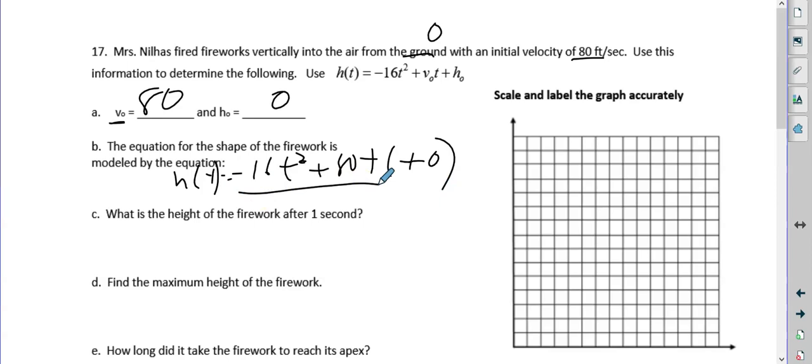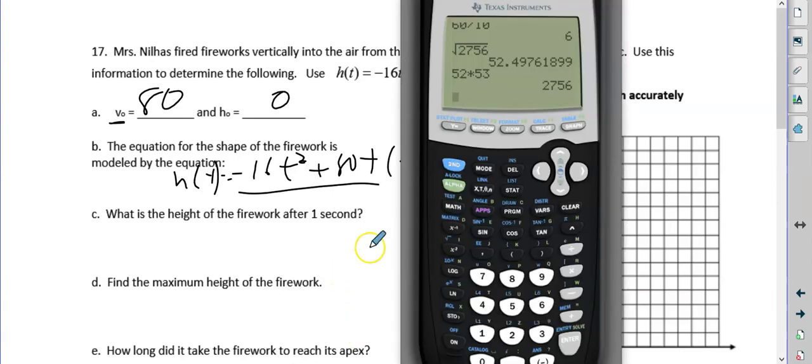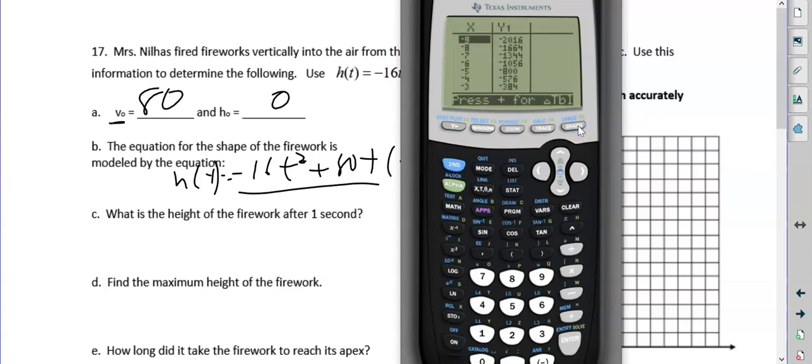Now, what's the height of the firework after 1 second? Well, let's use our calculator. Let's get in there and put in our equation. Clear. Negative 16x squared plus 80x. Substituting for t. Here's our graph. Graph's not going to help us much. But we go to the table and see where it will be at 1 second. 64 feet.